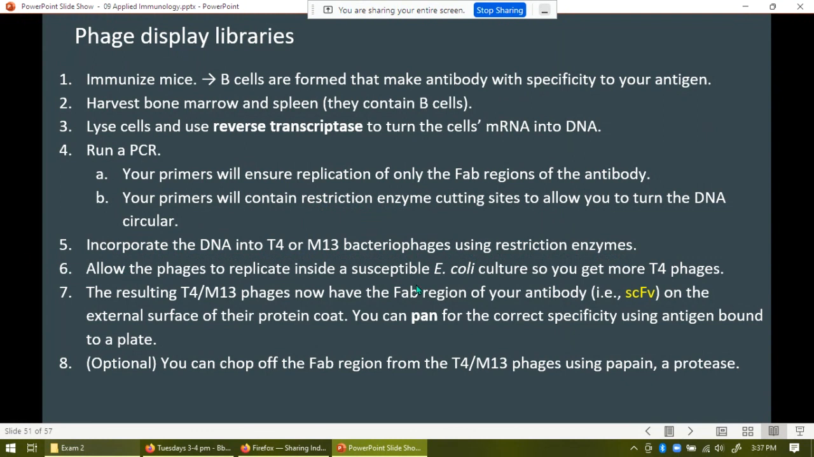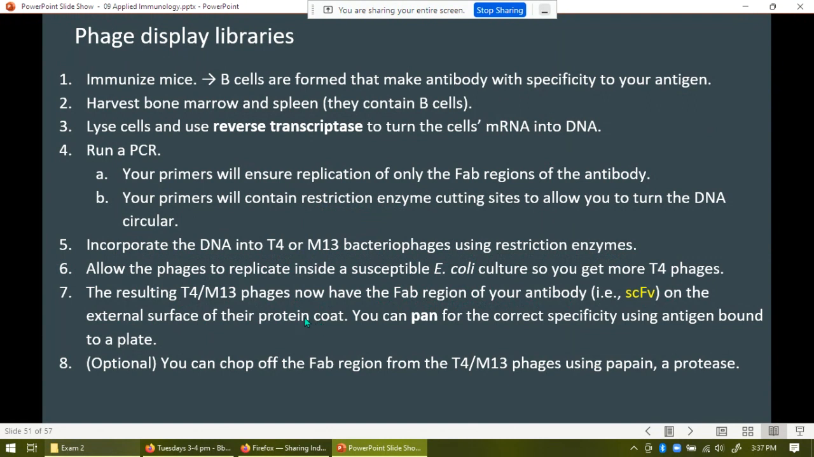Then you're going to infect E. coli cells with the bacteriophages to allow them to replicate. Now you have a bunch of T4 phages. Now, because those T4 phages contained the pieces of DNA that encoded an antibody, those T4 phages have the FAB region of the antibody on the external surface of their protein coat.